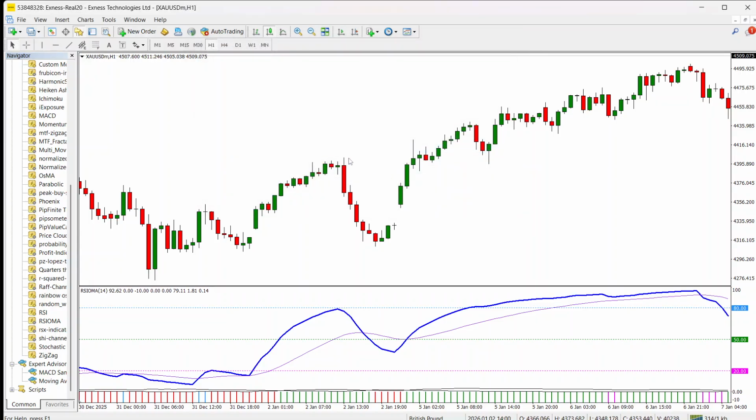Buy signals occur when the RSI-OMA line crosses above the signal line, and both are moving upward, especially emerging from below 50, such as this. While sell signals occur when the RSI-OMA indicator line crosses below the signal line, trending downwards.